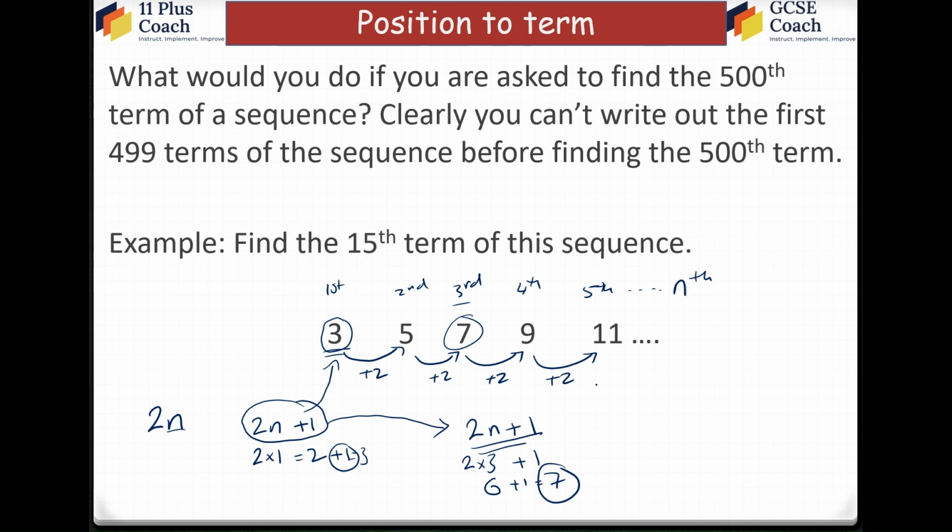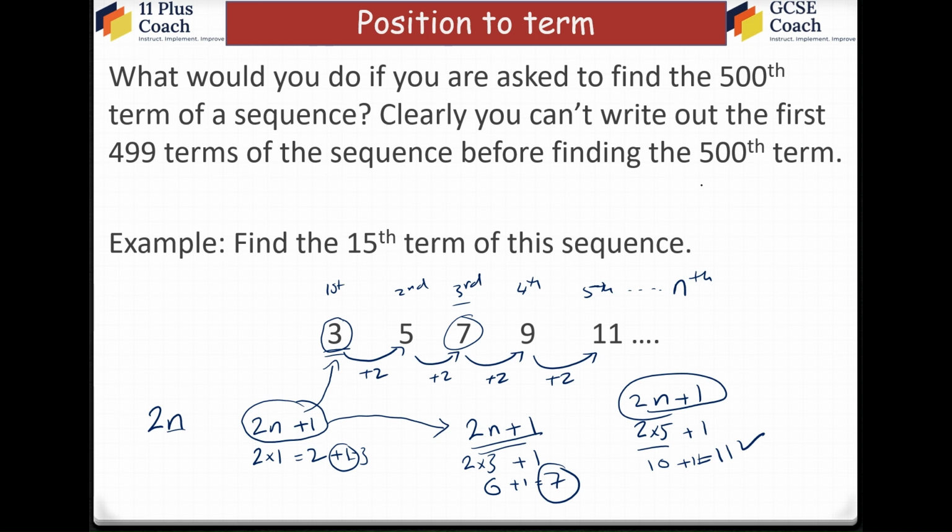Let's try one more time to make sure it works for all of them. Let's try the fifth number. So I've got 2n plus 1 as my nth term. I want the fifth number, so I'll replace n with 5. So 2 times 5 plus 1. Well, 2 5s are 10, plus 1 makes 11. So it does work. So that means 2n plus 1 does work for all the terms in the sequence.